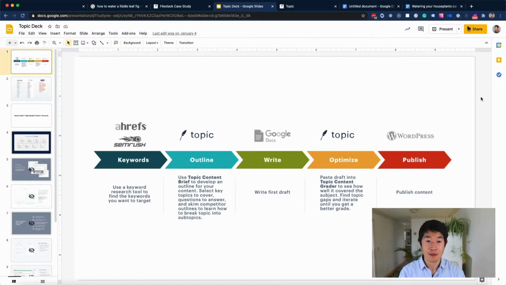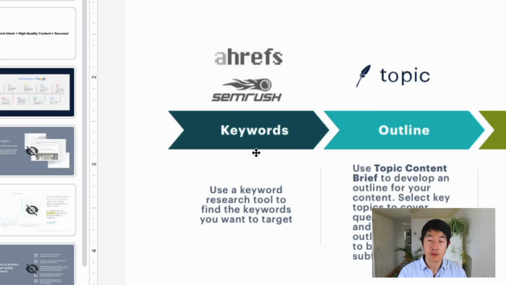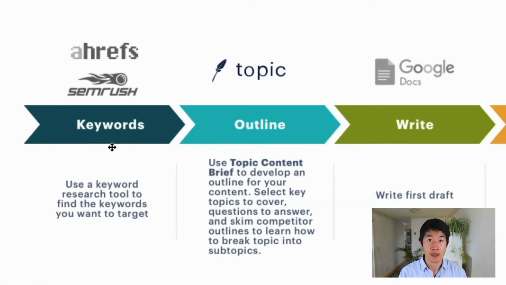This is a diagram of a typical content production workflow in 5 steps. So the first step is doing keyword research in a tool like Ahrefs or SEMrush. And once you've got those keywords that you want to target, that's where Topic comes in. You give us the keyword, we analyze the top 30 results in Google, give you a research brief that you use to create an outline that you can then hand to a writer.